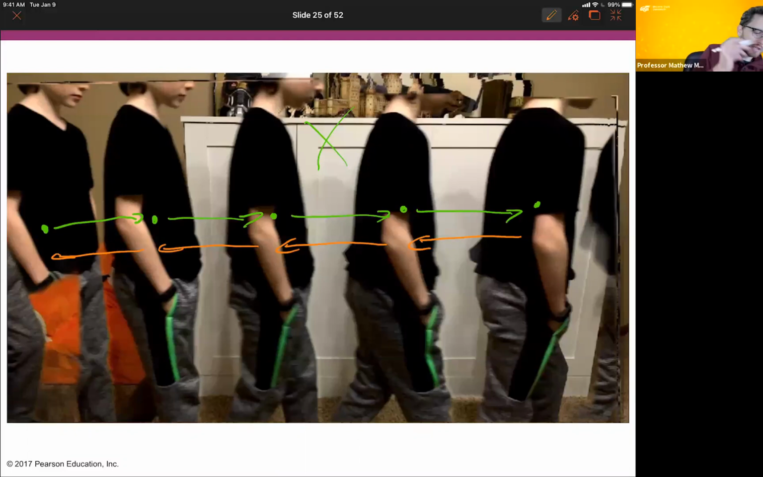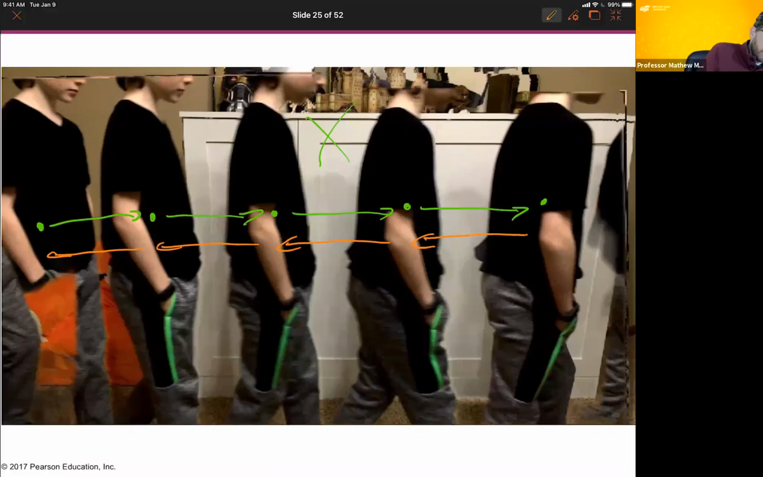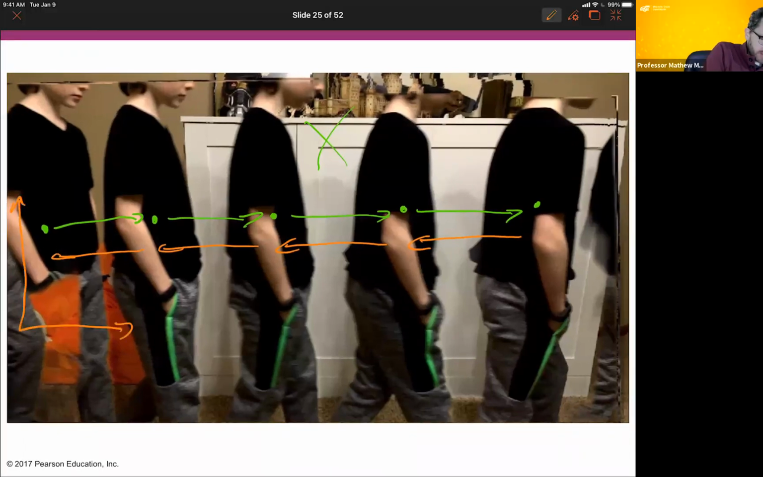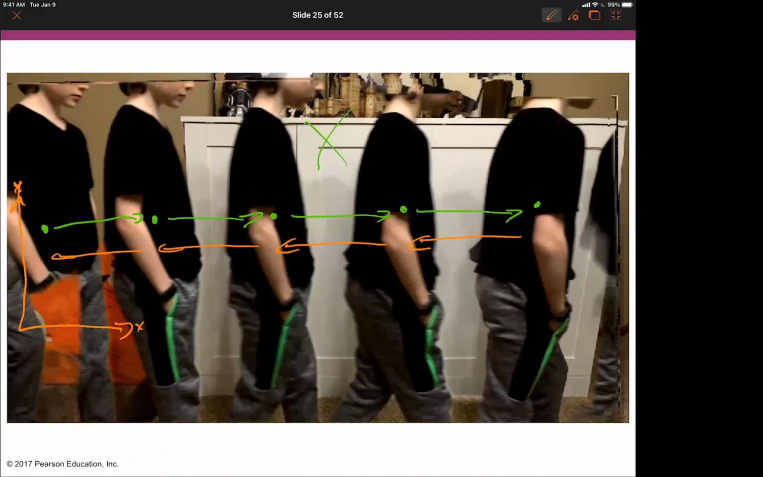That's a good idea. So let's draw a coordinate system. If I draw the coordinate system here, with X and Y, something like this, does that help me determine, right, I mean, at each of these I can describe these positions here. Does that coordinate system help me know whether or not he's moving from left to right or right to left?